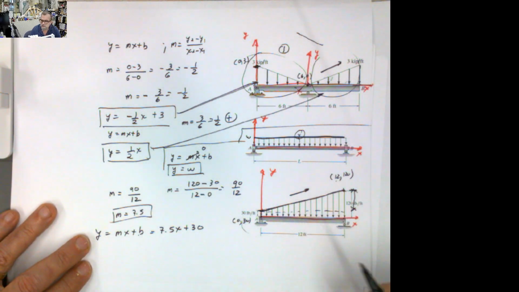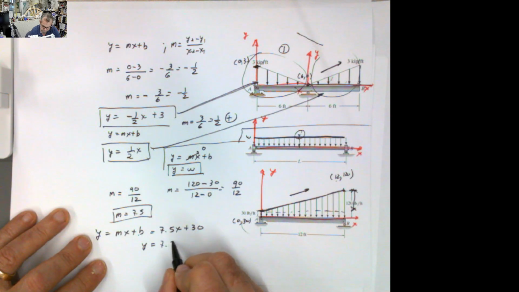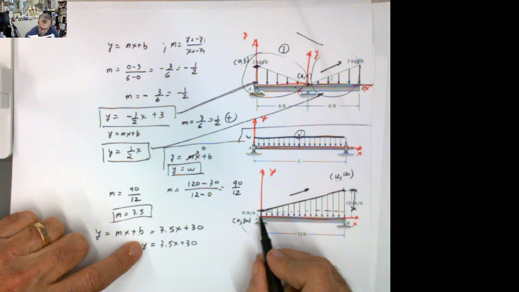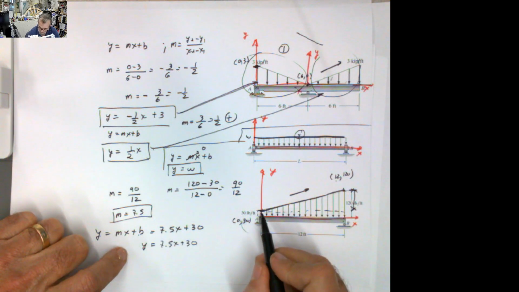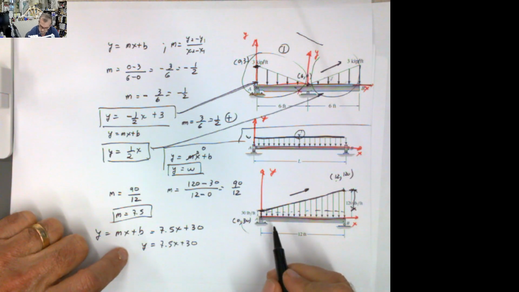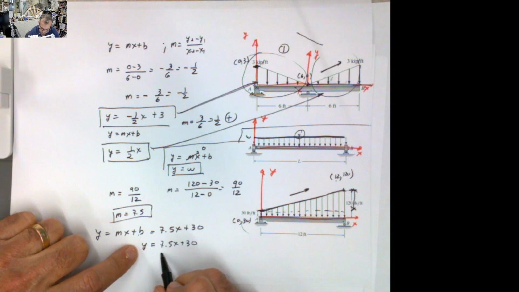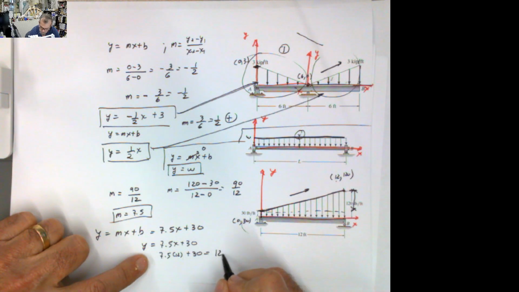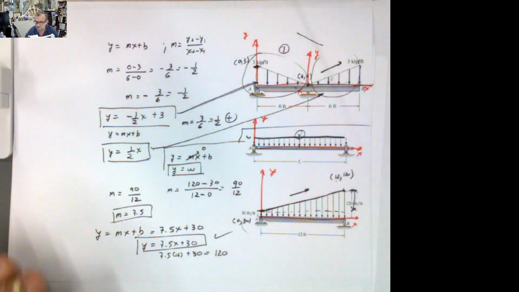The good thing about this is that you can test it really quick. So if you have 7.5x plus 30, you can assign 0, for example. When x equals 0, y will be 30, which is this point. So it's correct. And when x equals 12, if I put 12 here, 7.5 times 12 plus 30 will be 90 plus 30, 120, which is this value here. So in other words, this is the equation of that straight line.